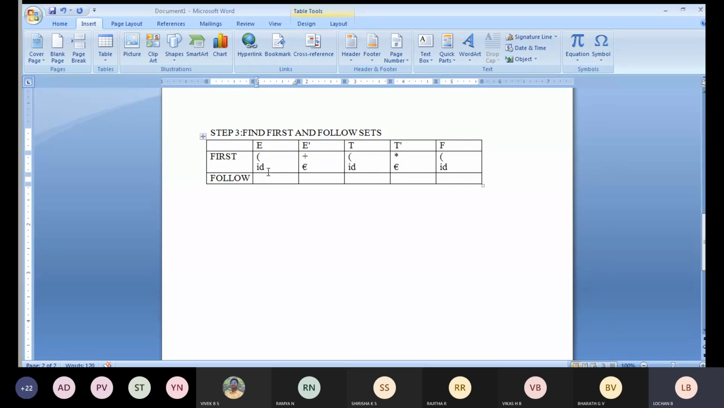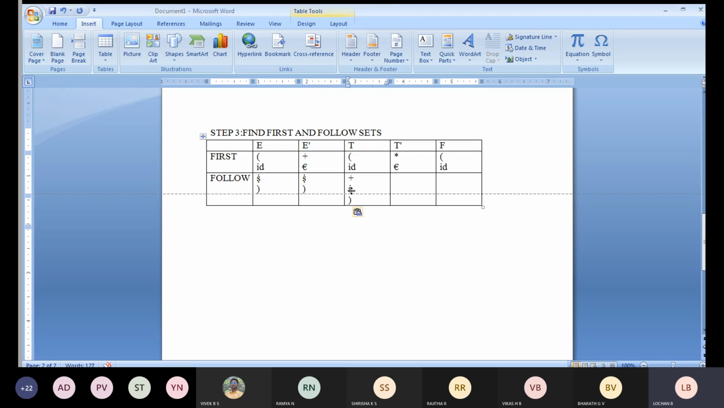For the follow, for each thing we will be placing a dollar symbol. Along with the dollar, you will be having close bracket. So for E dash, you will be getting same thing. For T, you will be getting plus along with the dollar. You have to see whatever the previous you got for E, that is the small bracket, you need to write it here. Previously what you got as the result, along with that you need to write it. So T dash also same thing.